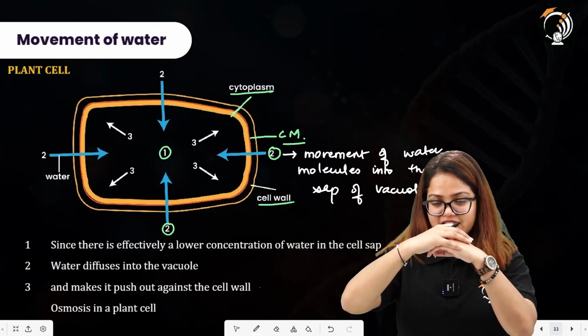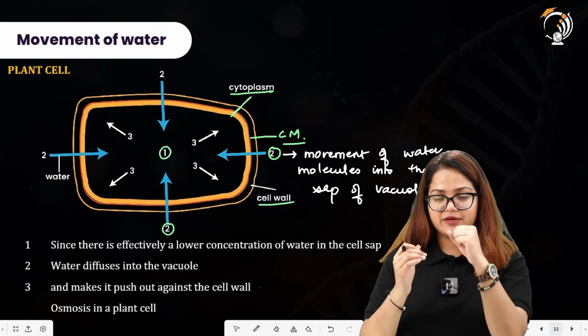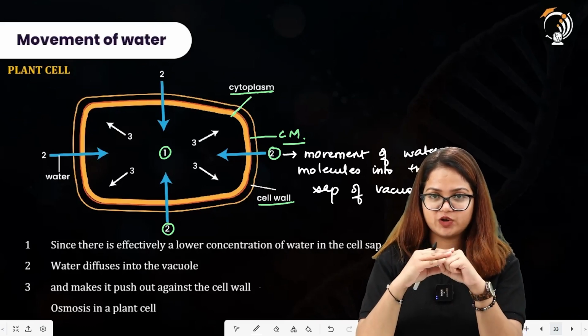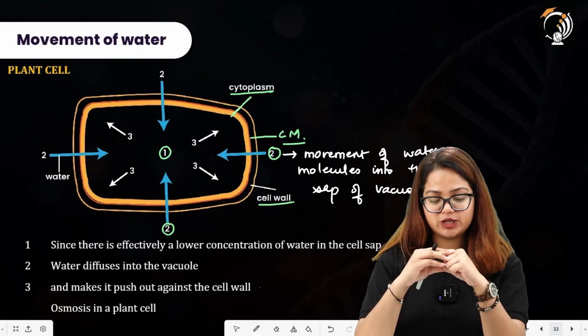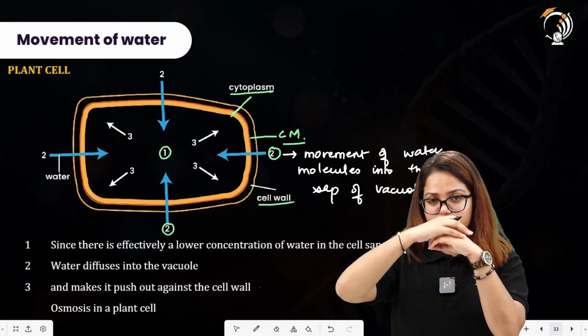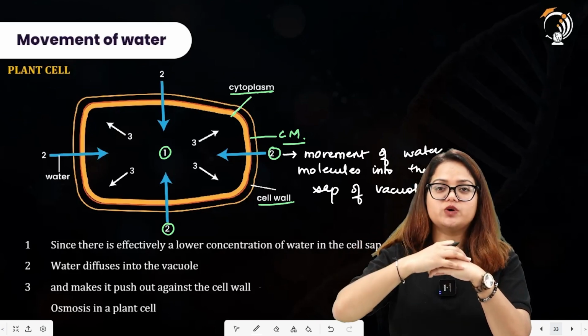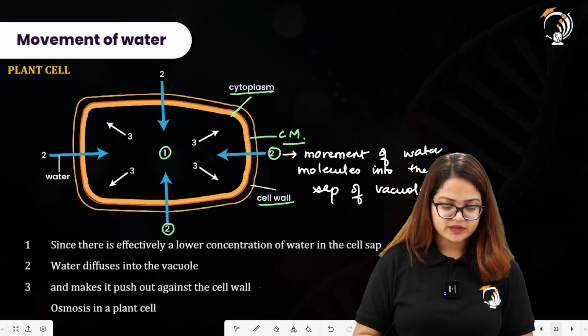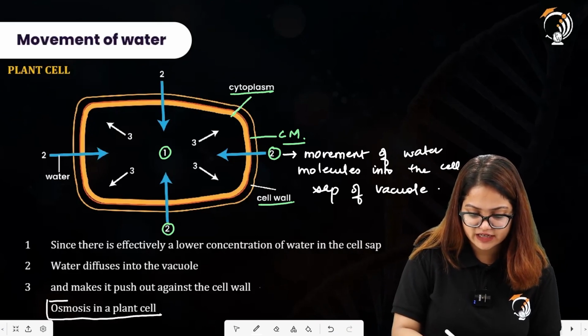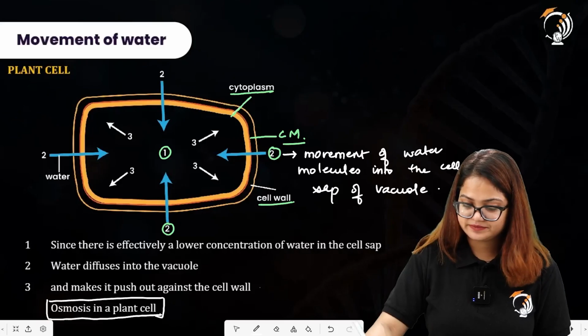Since it has gained the water molecules, by the start of the experiment it was something like this. So this is the shape of the vacuole. It had a low concentration of water molecules, and by now it has gained the water molecules, and it is able to push the cytoplasm toward the cell membrane here. And this is representing the process of osmosis that is occurring in a plant cell.